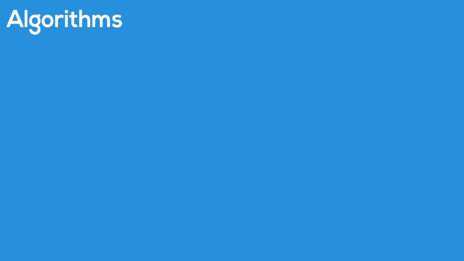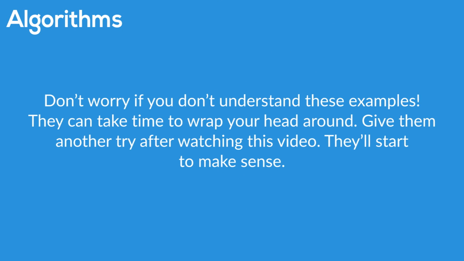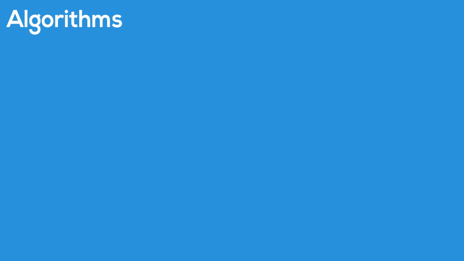Now let's compare another kind of algorithm. It's called binary search. Just a quick note, don't worry if you don't understand these example algorithms. They can take time to wrap your head around, but give them another try after watching this video and they'll start to make sense. First, let's make sure we know what an array is.